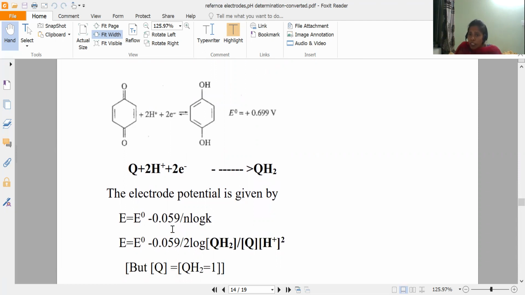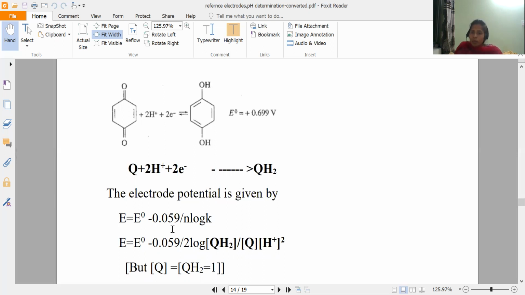E is equal to E naught minus 2.303 RT by nF log K. This is the Nernst equation, the general Nernst equation. But what is the Nernst equation at room temperature? If we substitute the R value, T value and F value in the general Nernst equation, we will get the Nernst equation at room temperature.